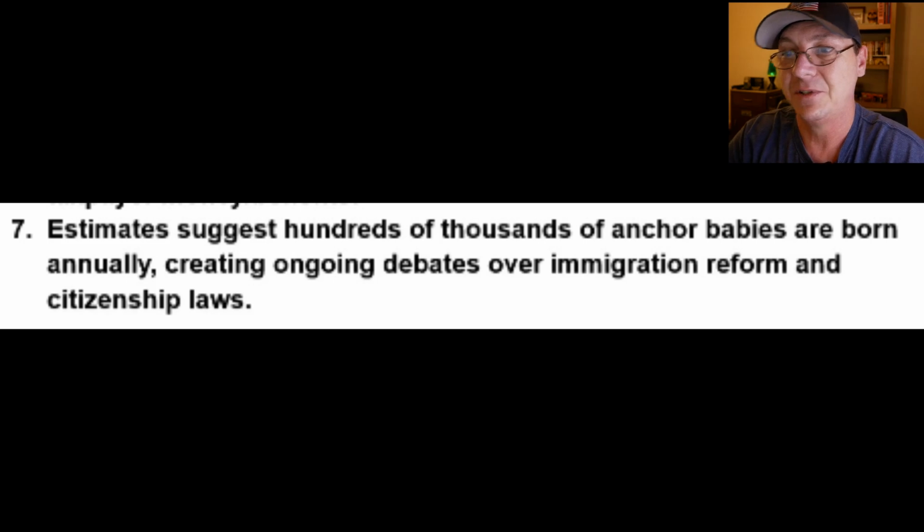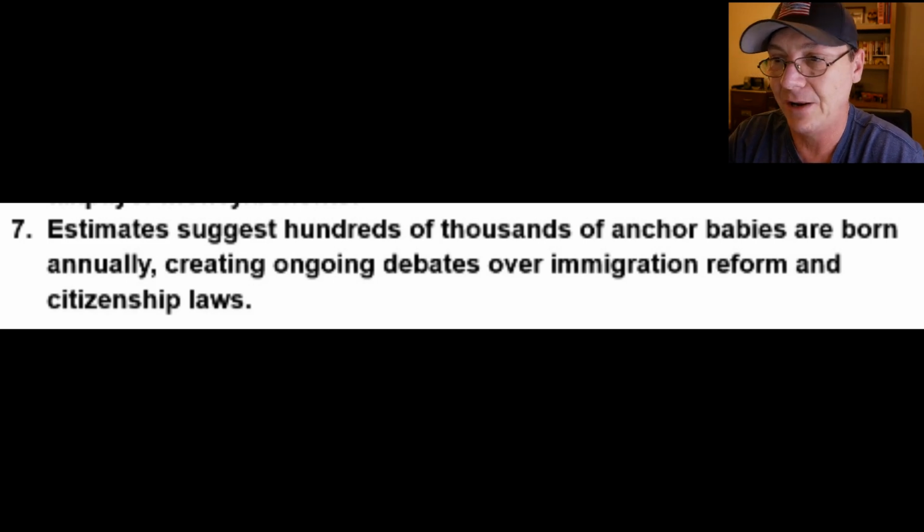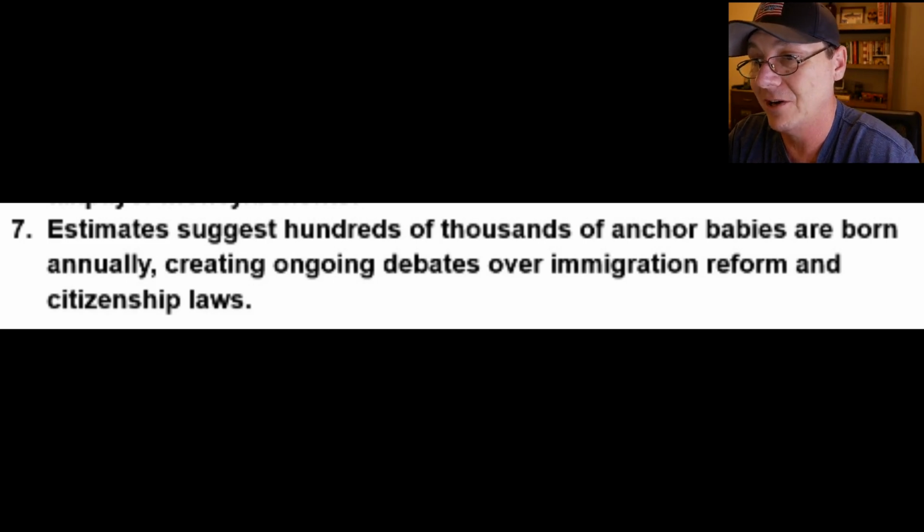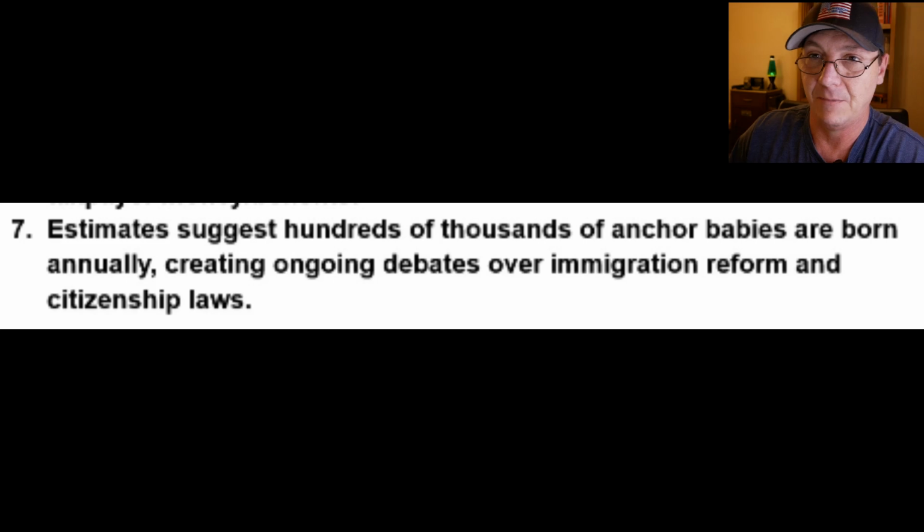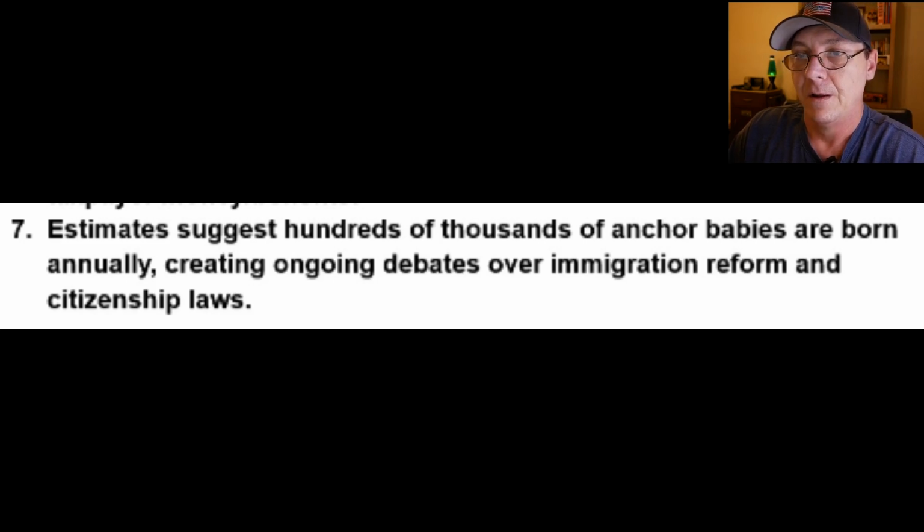Number 7, estimates suggest hundreds of thousands of anchor babies are born annually, creating ongoing debates over immigration reform and citizenship laws. So, again, pointing to the brilliance of Trump making this an executive order, it's going to force the Supreme Court to deal with this. They're going to have to face this head on.